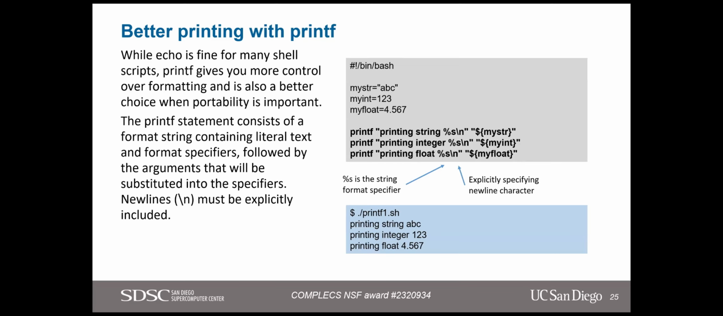In this example, they are all strings, so we just put %s. Unlike echo, you have to explicitly state any new lines that you want to have in there. So the \n indicates that it's going to print the string and then the variable and then return. So if we run this, we'll print the string ABC, 123, and 4.567.